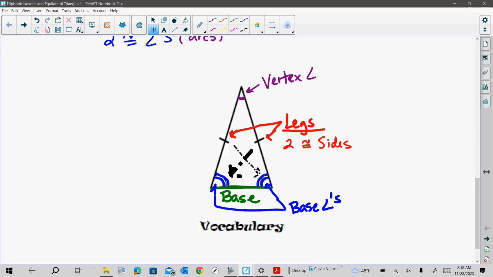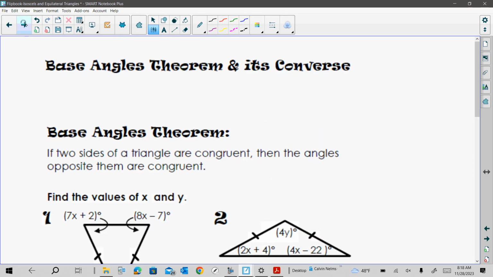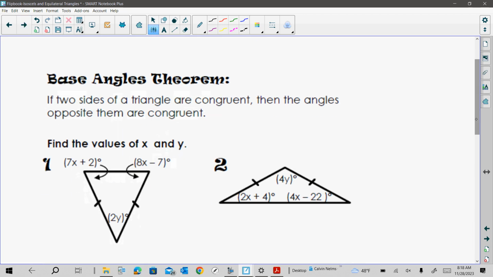All right, so our first theorem relationship we're going to use, if you look at the tab that says base angle theorem and its converse. Okay, so we go to the next page right here, the base angle theorem. All right, so it breaks down like this. It says if we have two sides of a triangle congruent, then the angles opposite them are congruent.